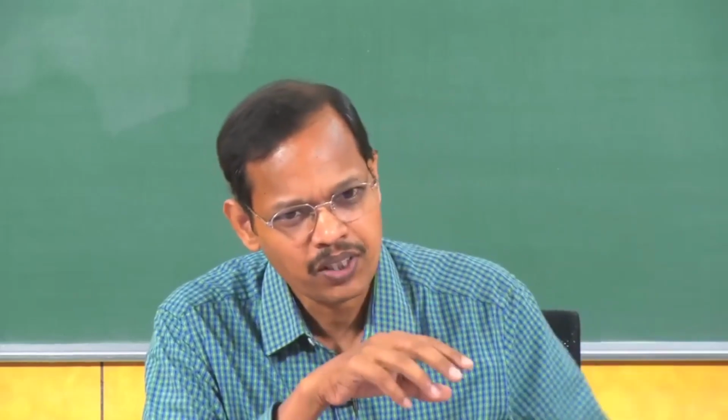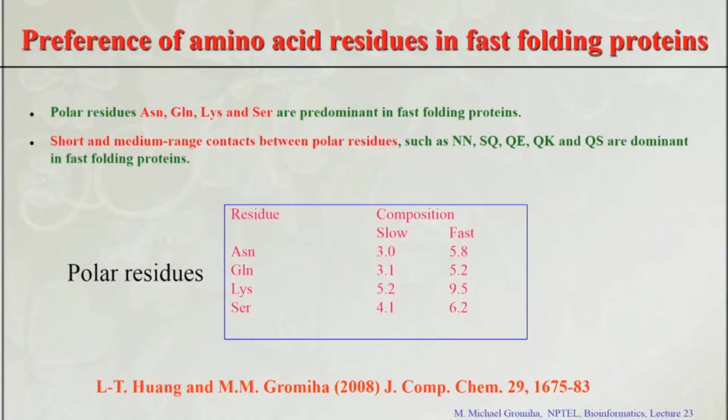If you take the fast folding proteins as one group and the slow folding proteins as another group, and look at the amino acid compositions, preferences or contacting patterns, then we can see some patterns. For example, the polar residues asparagine, glutamine, lysine and serine are predominantly present in the fast folding proteins. The difference between slow and fast folding is 5.2 versus 9.5, about 2 times. Likewise, these residues occur highly in fast folding proteins compared with slow folding proteins.